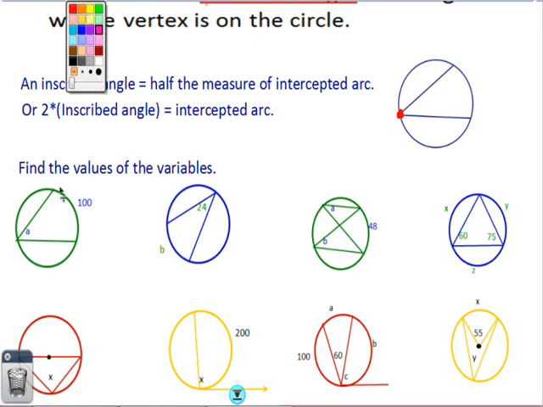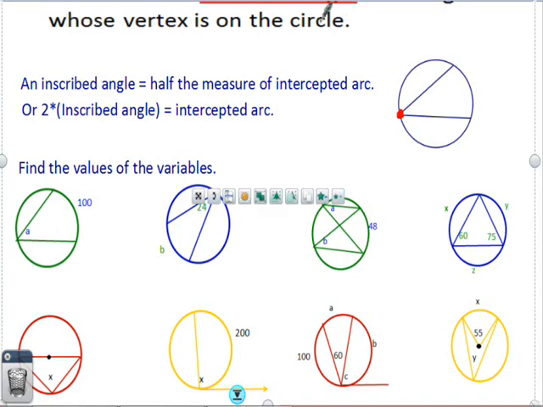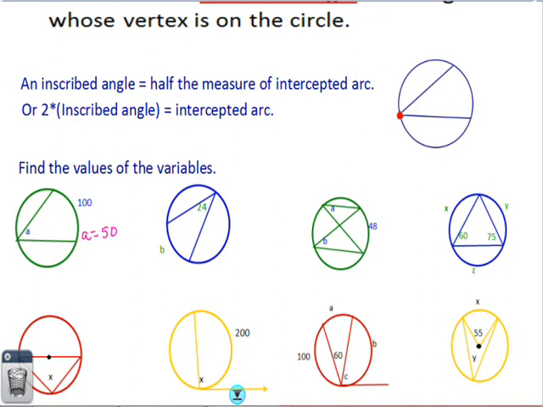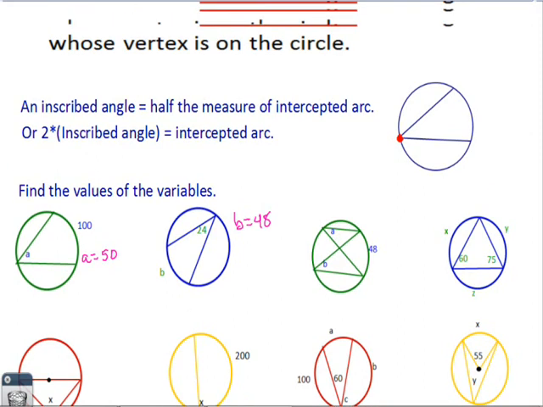On this one right here, it's an inscribed angle. The arc is 100, so the angle is 50. Alright. Let's take a look at this one. The angle is 24. So if we have the angle, 2 times the angle is the arc, so B is 48.